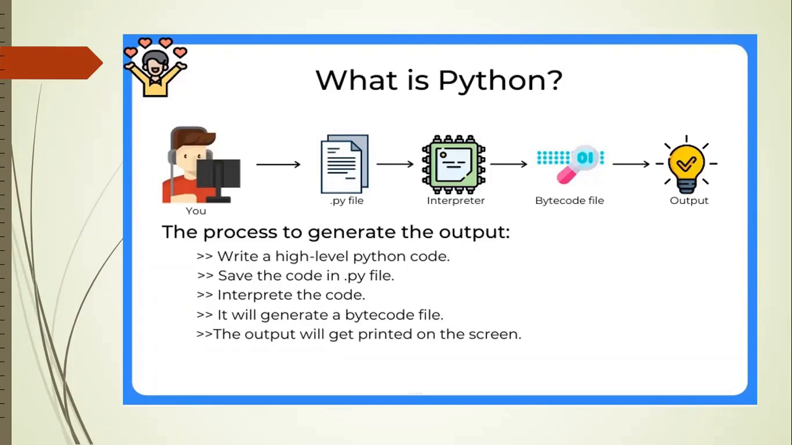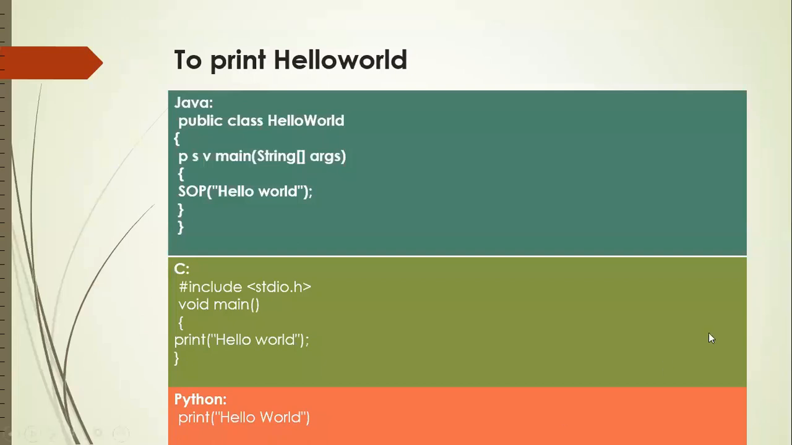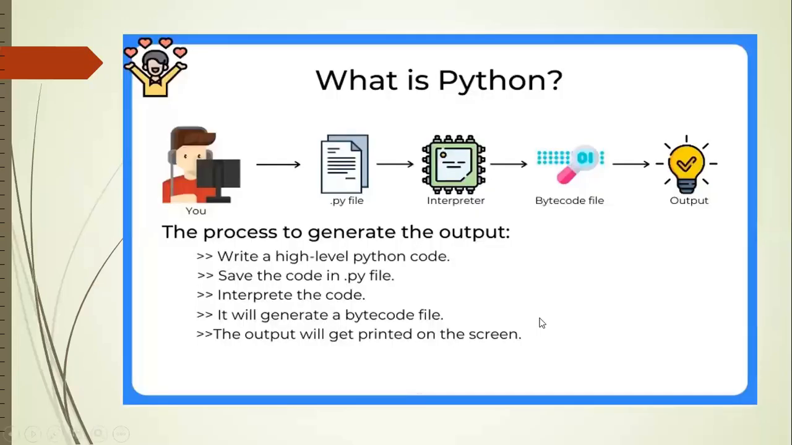So with Python, the code file we always save as .py, and as soon as you execute it, the interpreter will generate a bytecode file. Based on the bytecode file, we will get the output. This is how the Python code works internally. And let's see the difference.